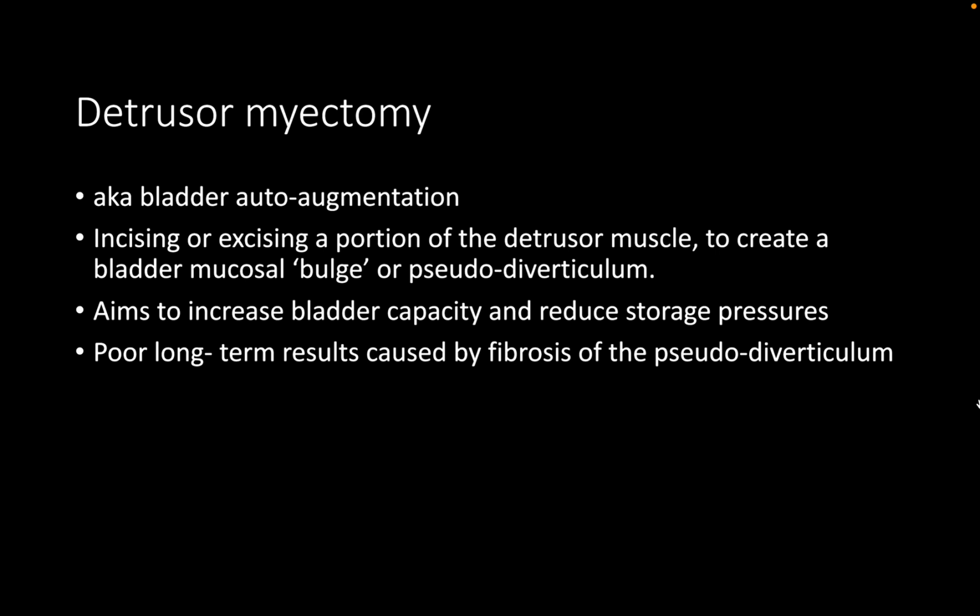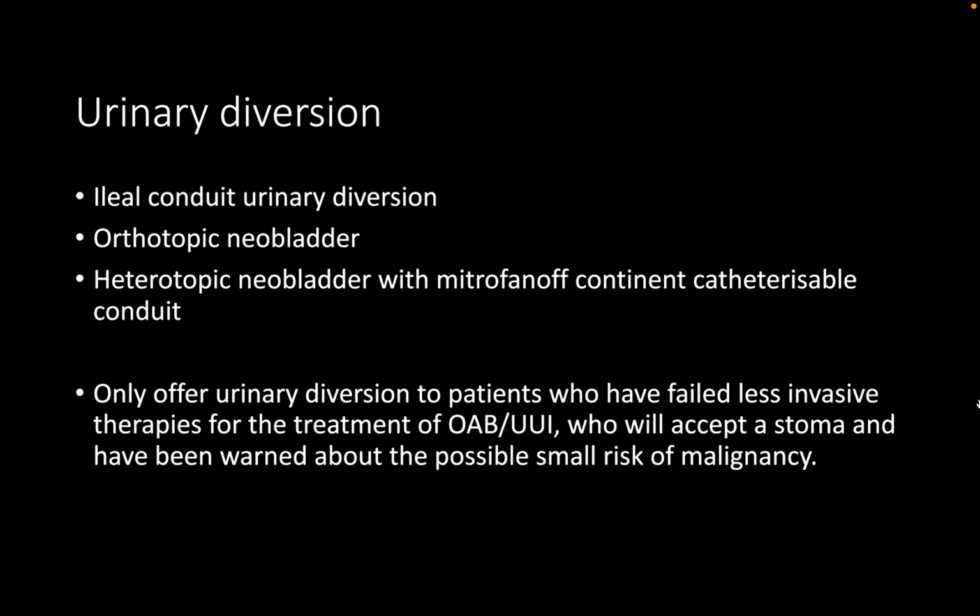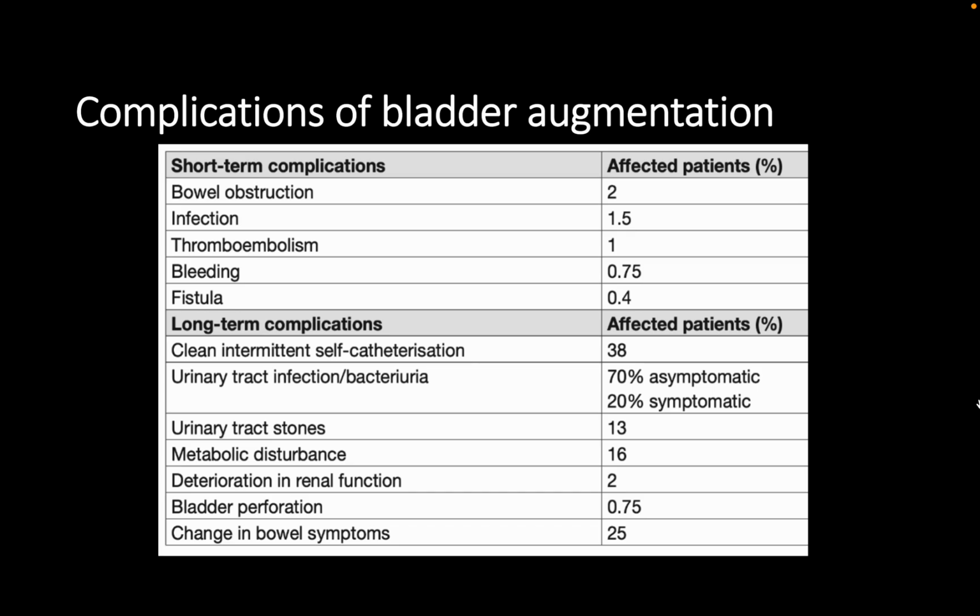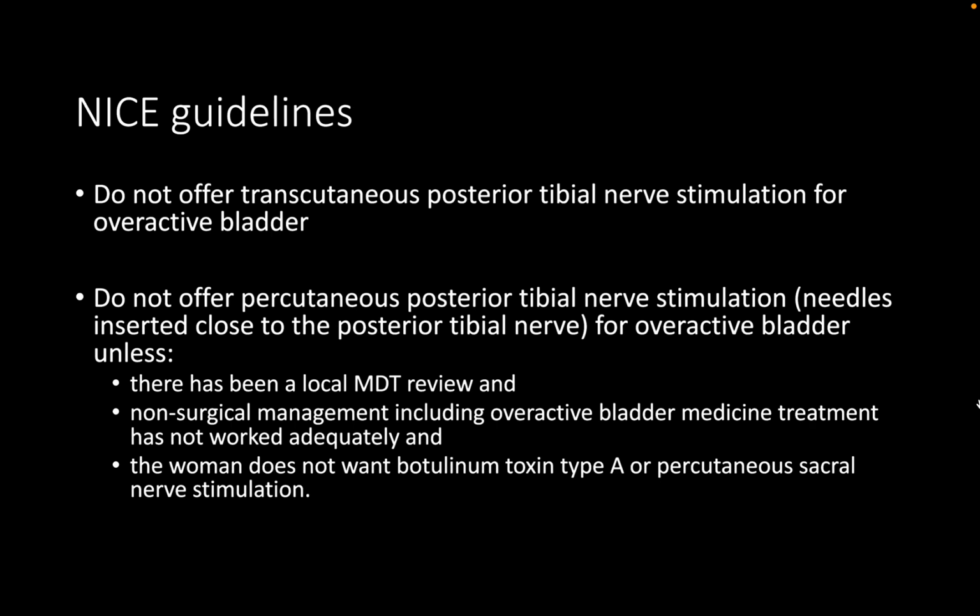So detrusor myomectomy is nothing but bladder auto-augmentation. So we are incising a portion of the detrusor muscle. It could be just incising or excising the detrusor muscle and creating a pseudodiverticulum. The disadvantage is sometimes it's good in reducing the bladder storage pressure and increasing the bladder capacity, but in the long term the pseudodiverticulum can get fibrosed and sometimes it's not useful. The other thing, as you said, is the urinary diversion. So detrusor myomectomy is another thing which you can keep under your sleeve to help.